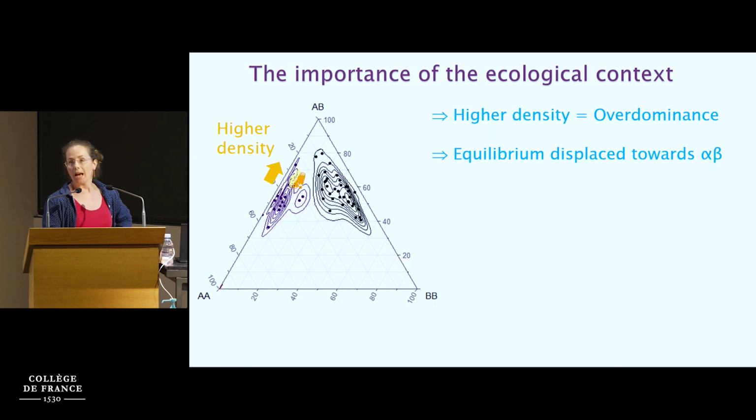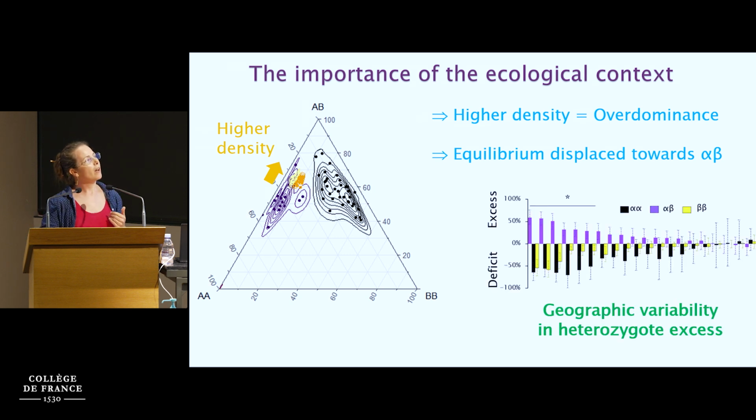So what happens when we add different density to the system? When we look at higher density, there is stronger overdominance, and this displaces the equilibrium towards alpha-beta. So it does not really explain my experimental results, but maybe it explains why we have geographic variability in heterozygote excess. Some populations will have lots of alpha-beta, and some others will be at Hardy-Weinberg equilibrium, for example.